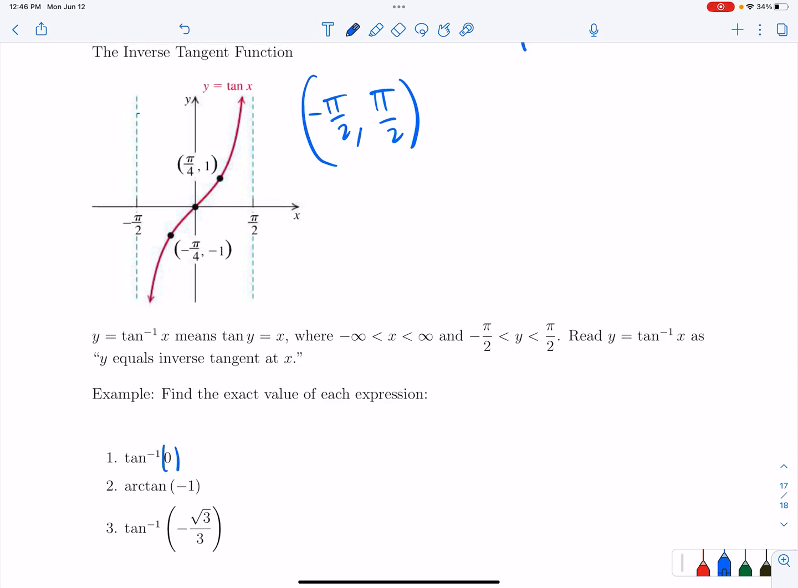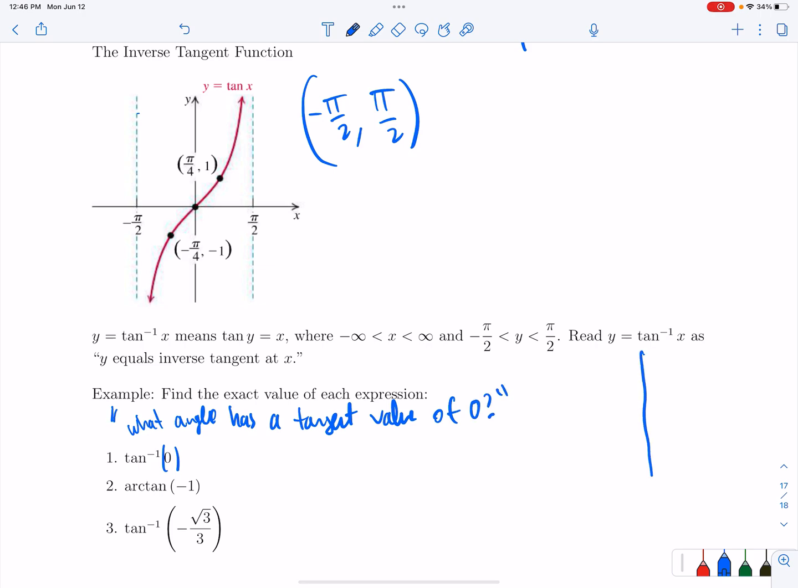All right, find the exact value of each expression. Tangent inverse of 0. In other words, this is saying what angle has a tangent value of 0. When is tangent 0?